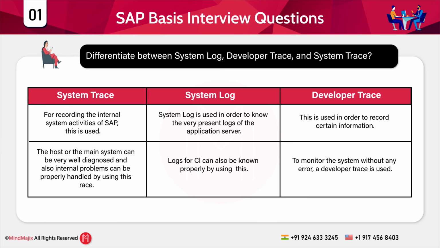Now if you talk about the second point, for system trace, the host or the main system can be very well diagnosed, and also internal problems can be properly handled using this trace. And if you talk about system log, logs for CI can also be known properly by using system log. And if you talk about the developer trace, to monitor the system without any error, a developer trace is used. So guys, these were the differences between system trace, system log, and developer trace.